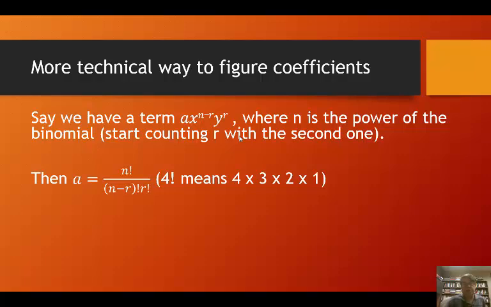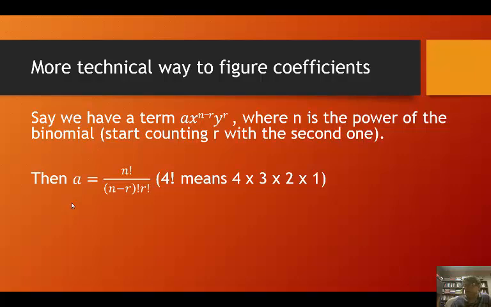Man, Pascal's triangle is looking pretty nice here, but let's learn it. So this exclamation mark means factorial. A factorial, 4 factorial, for example, means 4 times 3 times 2 times 1. So the coefficient of the, say, the second term, if we start with 0, we have 0, 1, so r is going to equal 1 for the second term.